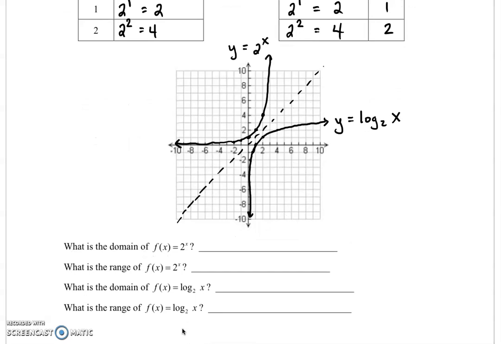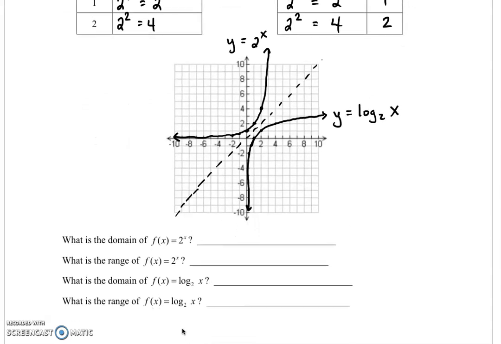So let's briefly talk about the domains and ranges of these. The domain of 2 to the x, hopefully you can see that x can go from negative infinity to positive infinity. And the range, remember it can't get all the way down to the x-axis, so it's 0 to infinity.